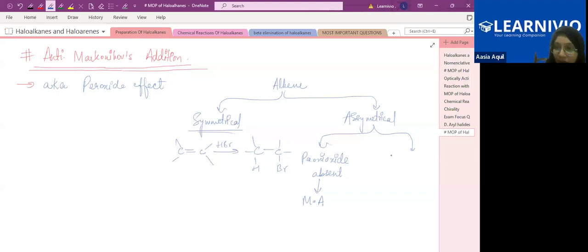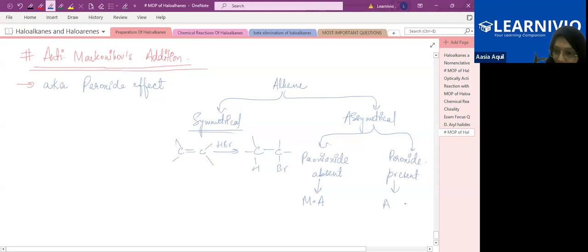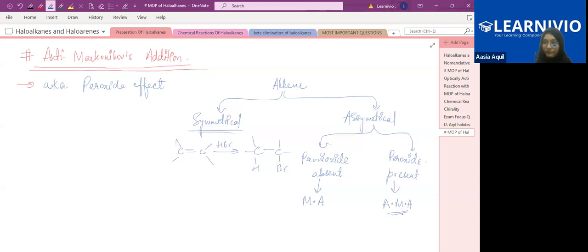But if peroxide is present in the reaction, what are you supposed to follow? You are supposed to follow the anti-Markovnikov addition rule. Is it clear? Yes, ma'am. So just remember this trick. It is also known as the peroxide effect.